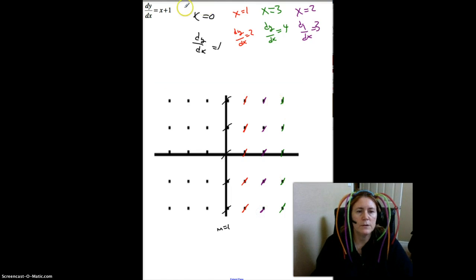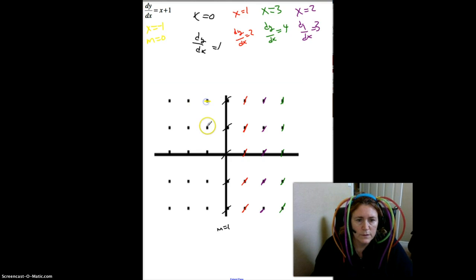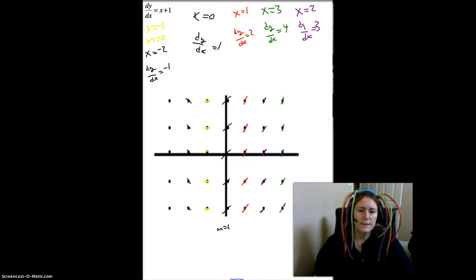Let's go backwards. What about when x is -1? I don't know if you're going to be able to see these. Then the slope is 0. So I can do 0 pretty easily. There we go. It's just short little horizontal lines. All right. When x is -2, dy/dx is -1. So it's going to go down like this. You kind of have the idea?